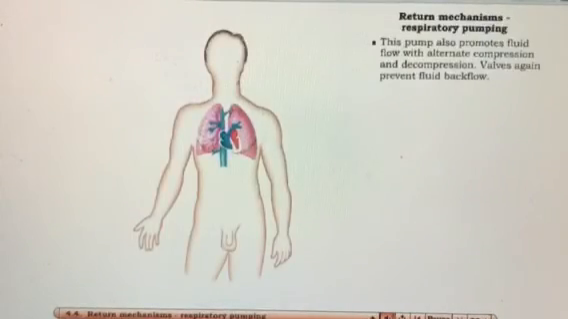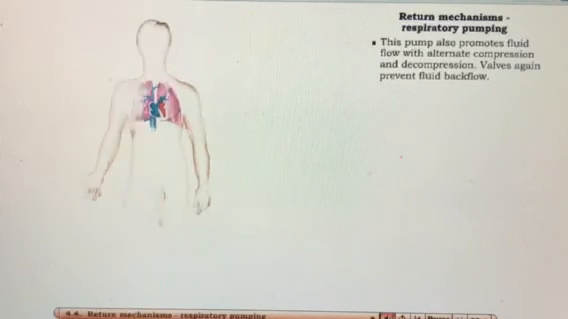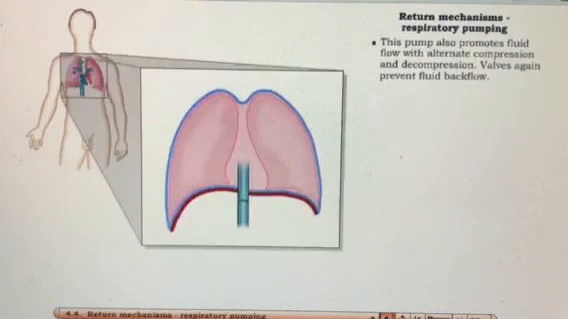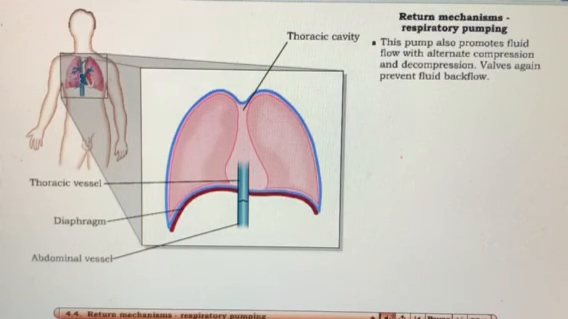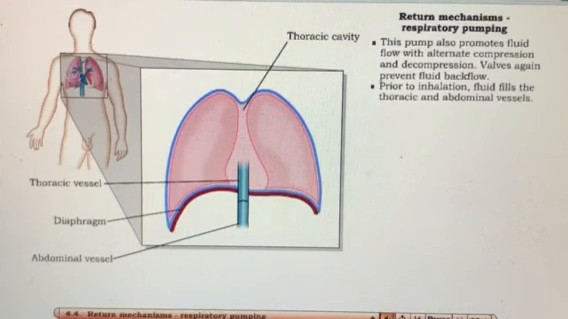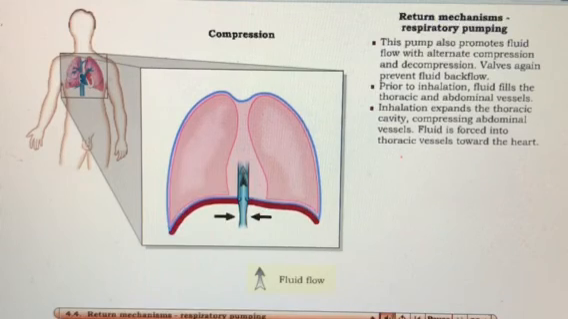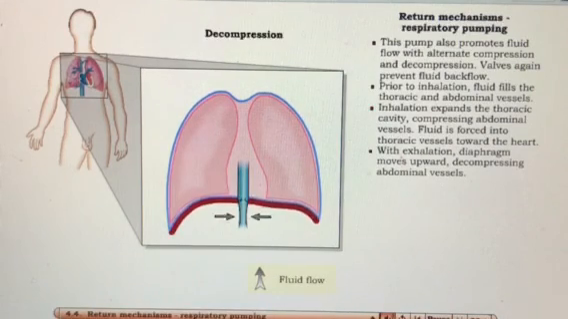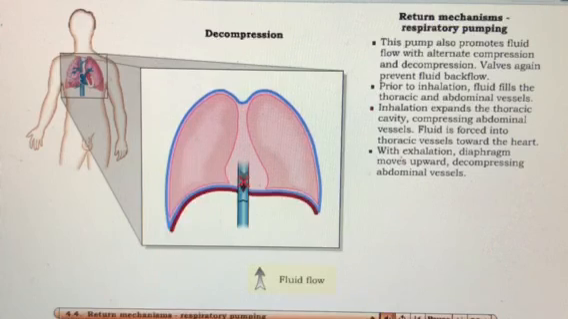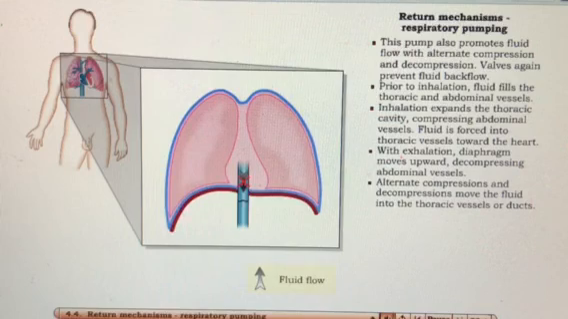The respiratory pump also promotes lymph flow with alternate compression and decompression. Valves again prevent fluid backflow. Before inhalation, fluid fills the thoracic and abdominal vessels. Inhalation expands the thoracic cavity, forcing the diaphragm down and compressing abdominal vessels. Fluid is pushed toward the heart. The diaphragm returns upward during exhalation, decompressing abdominal vessels. Alternate compressions and decompressions move the fluid into the thoracic vessels or ducts.